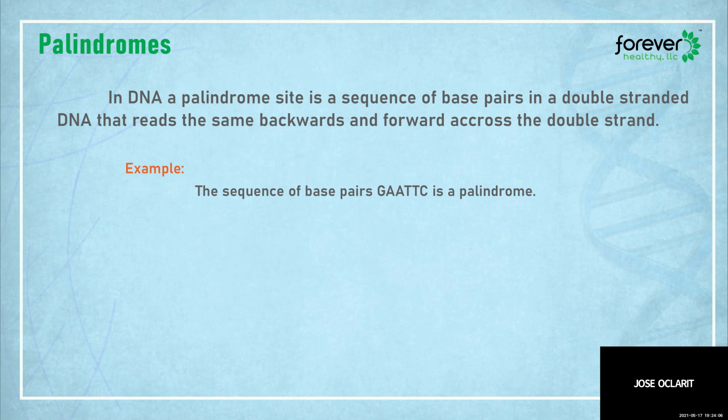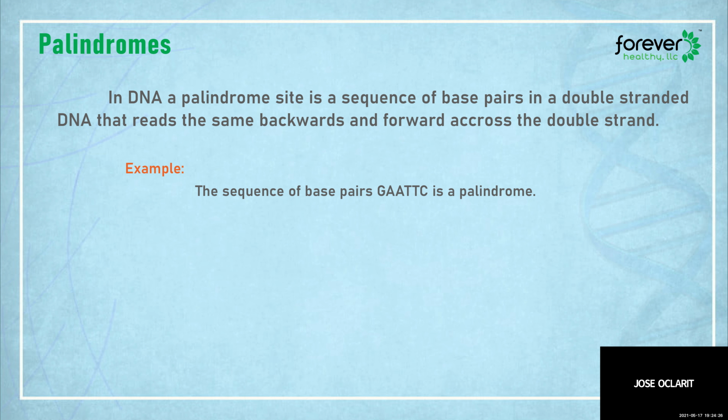What is the pair of C? G. Now let's go backward. What is the pair of C? G. What is the pair of T? Diba, A? What is the pair of A? T. Then what is the pair of G? C. So let us now try to read it backwards.